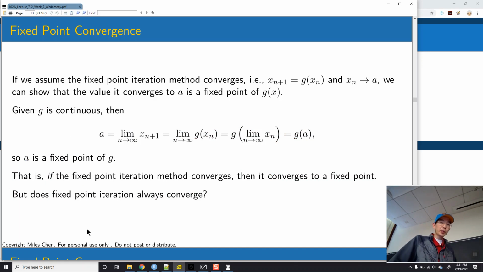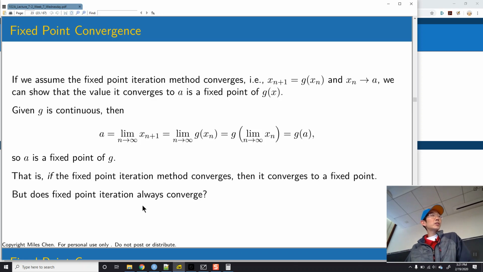All right, the point of this slide is that if we know that it converges, we can show that the value it converges to is a fixed point, okay? So if we know that x of n does converge to some value a, we can show that a is a fixed point. So a can be thought of as the limit of x of n plus 1 as n goes to infinity. x of n plus 1 is going to be g of x of n, okay? And this is going to be g of the limit of this thing, which is itself a. So we can show that a indeed is a fixed point of g, okay?